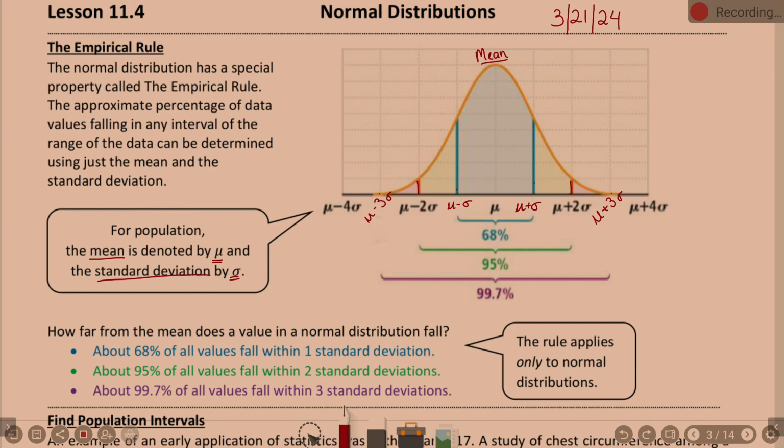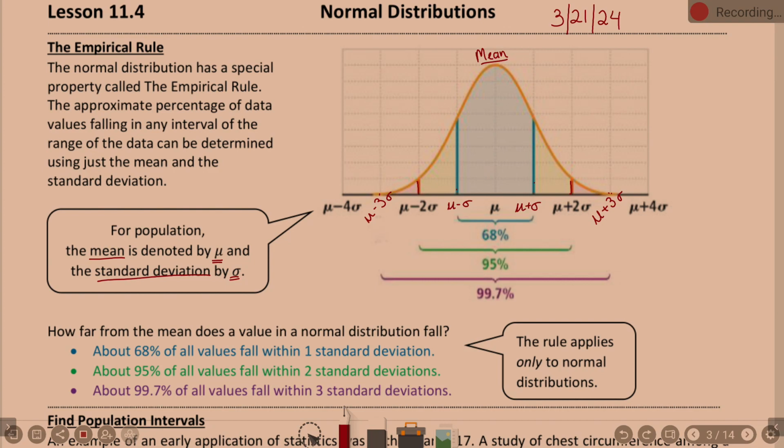And then the third piece is that when you go out 3 standard deviations, 99.7% of the information falls there. Now notice my curve is almost touching the number line there, isn't it? So 99.7% of the information, that just leaves 0.3% of the information to be outside of 3 standard deviations. But these are numbers you're going to want to be familiar with. 68%, 95%, 99.7% are your three numbers for 1, 2, and 3 standard deviations.